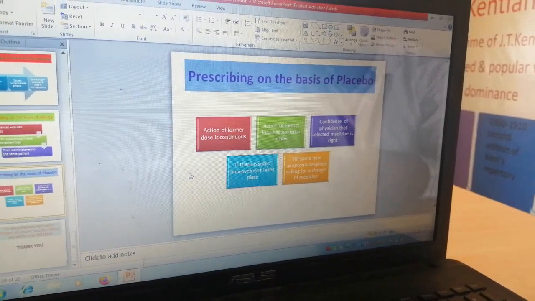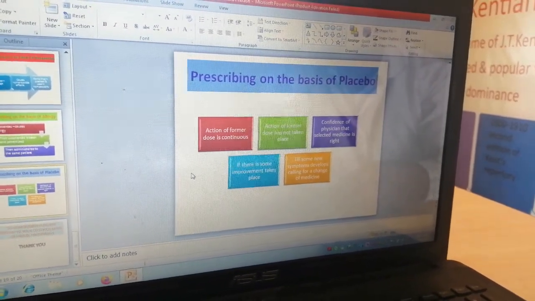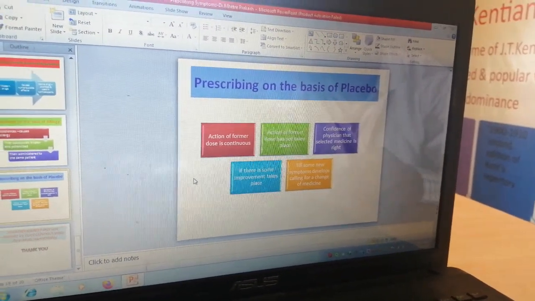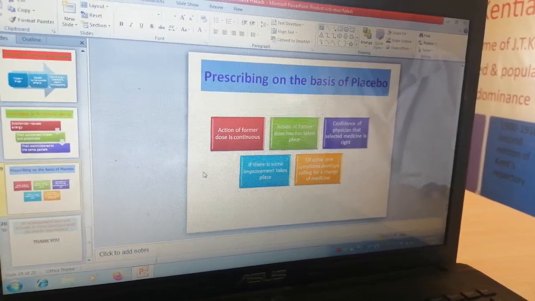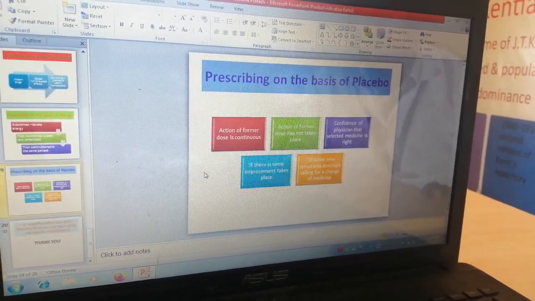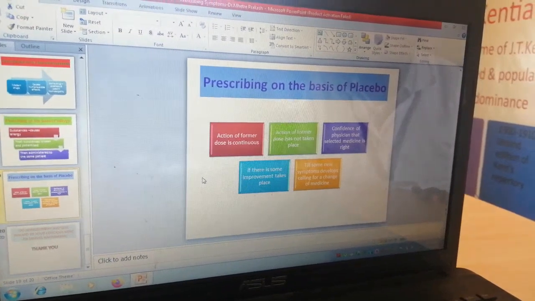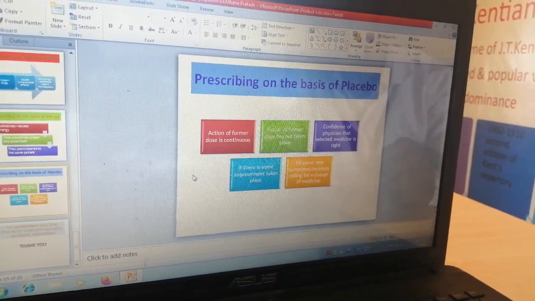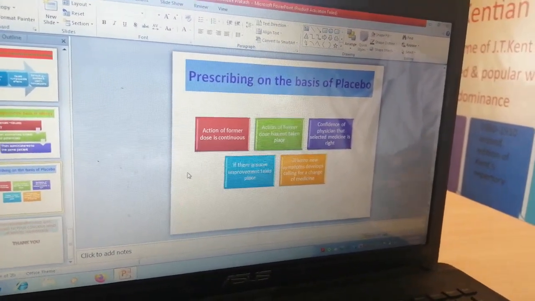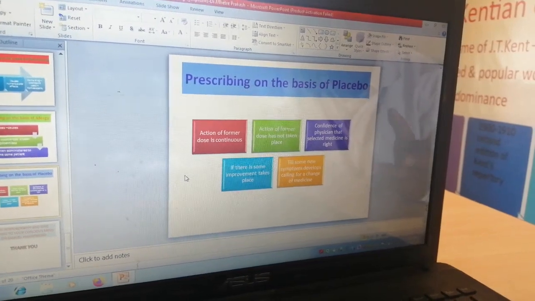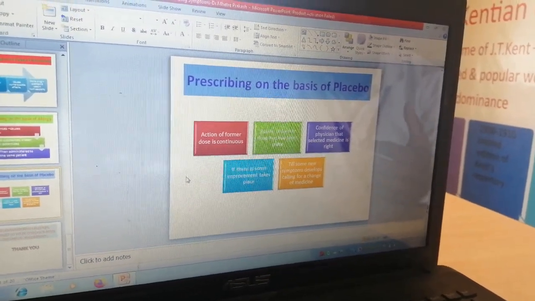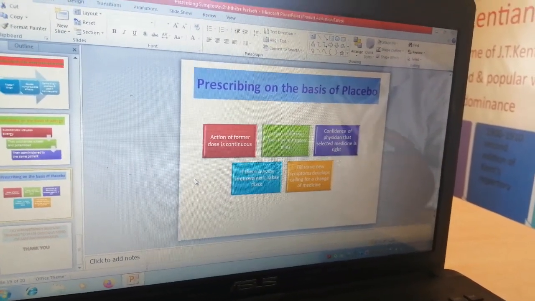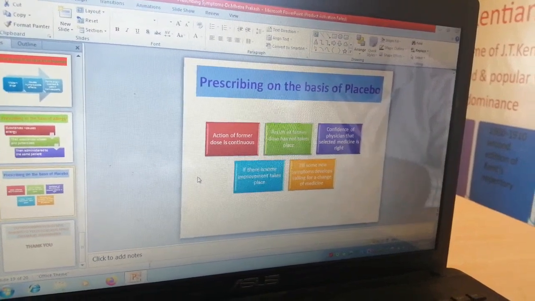The last type of prescription is the prescription on the basis of placebo. As we know, what is meant by placebo? Placebo means to please, in order to please the patient, to make him feel that he is taking medicine. In which conditions do we have to prescribe the placebo? The first condition is when the action of the former dose is continuing. The given medicine is working well, then in such cases placebo is to be given.